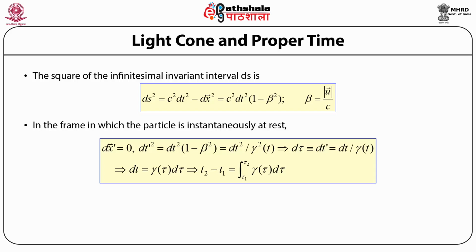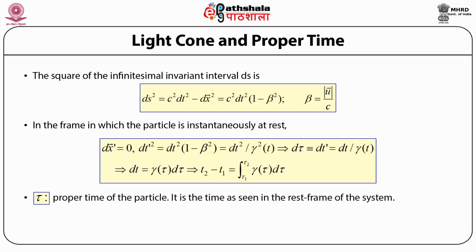It follows that dτ, which is equivalent to dt′, is equal to dt/γ(t). From this we can rearrange the terms to write dt = γ(τ) dτ. Δt is given as t2 − t1, so t2 − t1 is equal to the integral with limits from τ1 to τ2 of γ(τ) dτ.